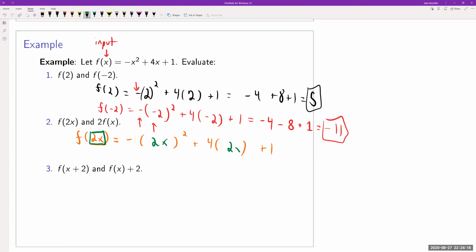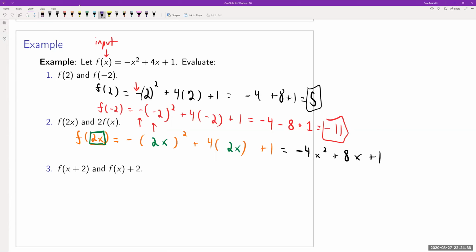2x, 2x. Now we'll probably want to simplify. So this means that since I'm squaring the 2x, both of them square. So I'll get minus 4x squared plus 8x plus 1. Nothing more for us to do.